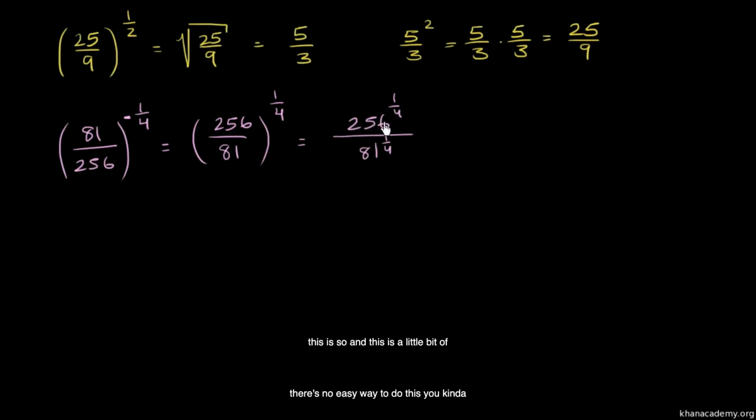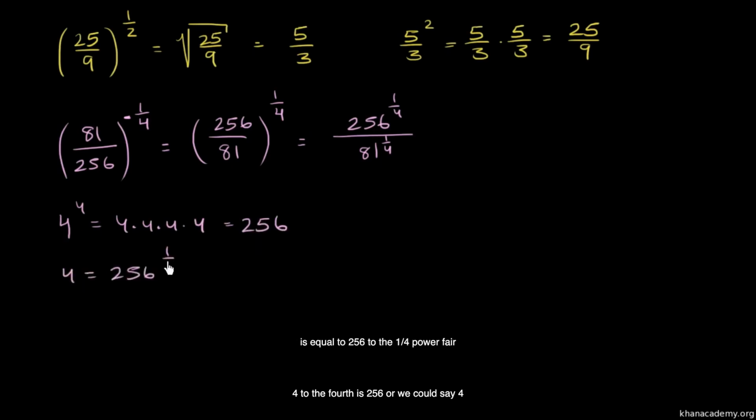This is a little bit of, there's no easy way to do this. You kind of have to just play around a little bit to come up with it. But 4 might jump out at you if you recognize that 16 times 16 is 256. We know that 4 to the 4th power, or you're about to know this, is 4 times 4 times 4 times 4. And 4 times 4 is 16, times 4 is 64, times 4 is equal to 256. So 4 to the 4th is 256, or we could say 4 is equal to 256 to the 1/4 power.